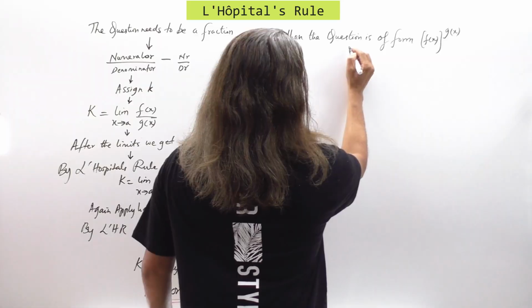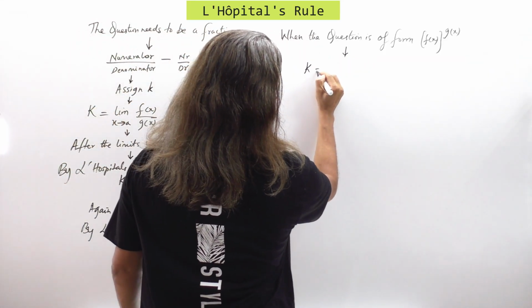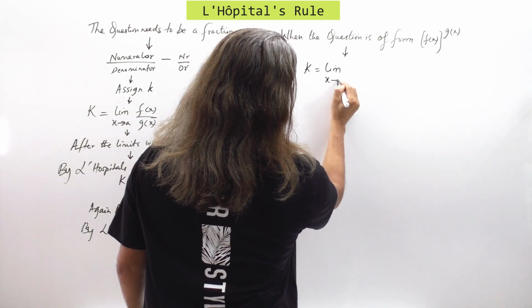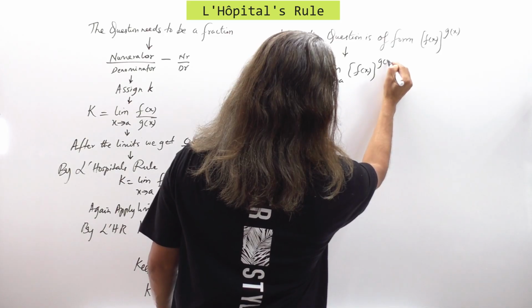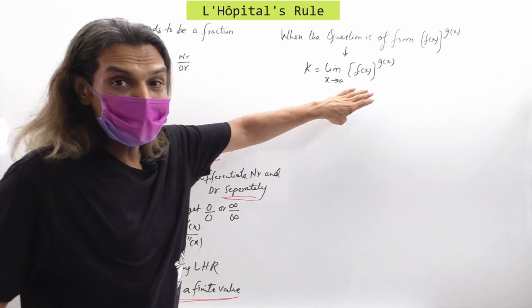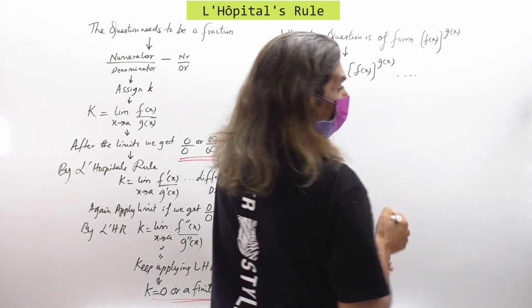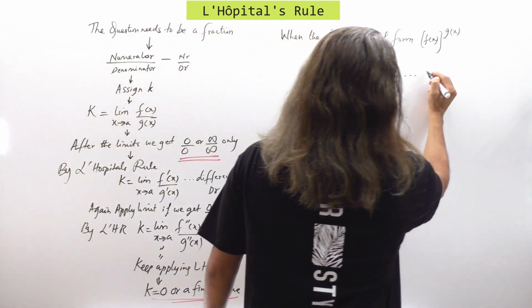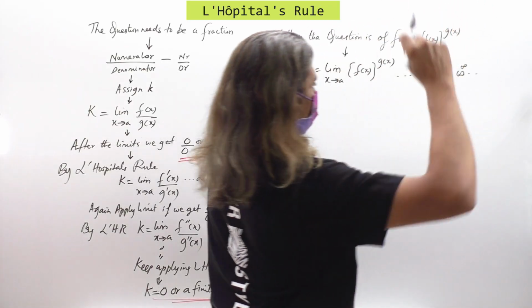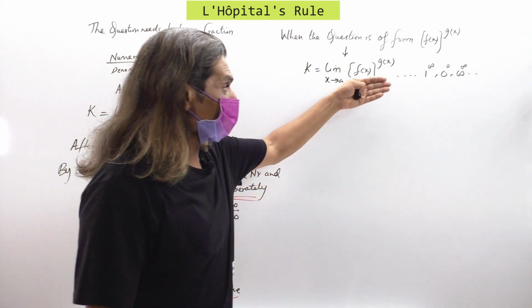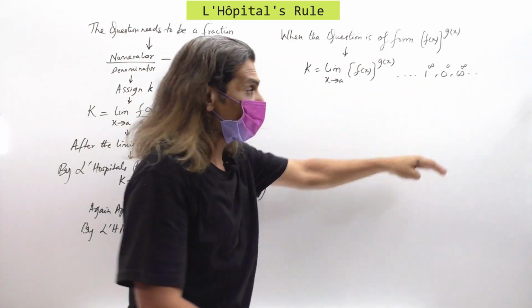In this case, first always assign k. So k is equal to the limit as x tends to a of f of x whole raised to g of x. And here the indeterminate form will be like 1 raised to infinity, 0 to the power 0, infinity raised to infinity, and so on. If after applying the limit we get forms like this, then what to do?